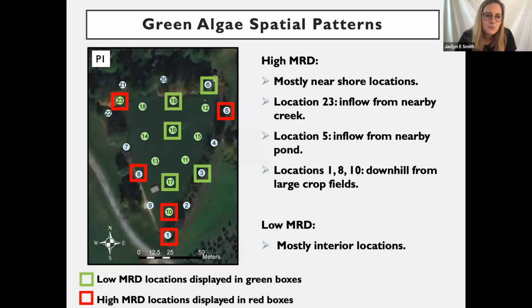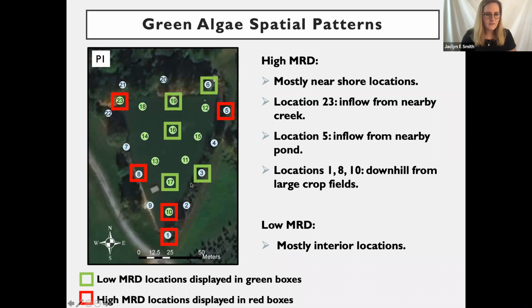So to dive into some of these results and give you a bird's eye view of the ponds, and a better way to visualize this, I have a picture here of Pond 1. I have the locations that are the highest and the lowest in regards to mean relative differences. The low MRDs are associated with the green squares, and the high MRDs are located in the red squares. So for Pond 1, almost all of the low MRDs were located within the interior waters, and high MRDs were mostly nearshore locations and were associated with some type of flow change or flow conditions.